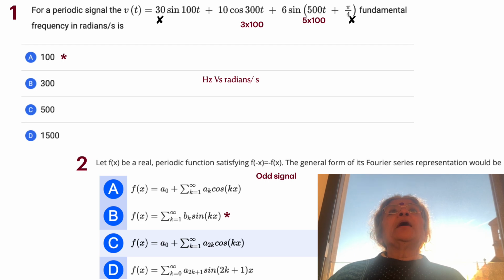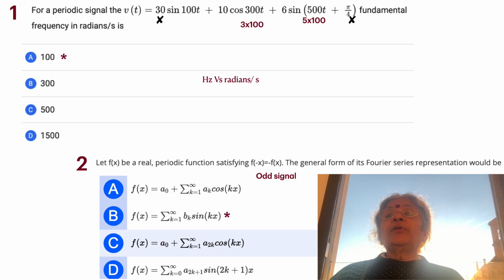Okay, so let's go for some of the problems. The first problem is very easy. A periodic signal is given, which has three terms, and each of them has a different magnitude. The magnitudes are 30, 10, and 6. They are not all sinusoidal, or rather, they are all sinusoids, one of them being a cosine. So that's okay. The first component has no delay.